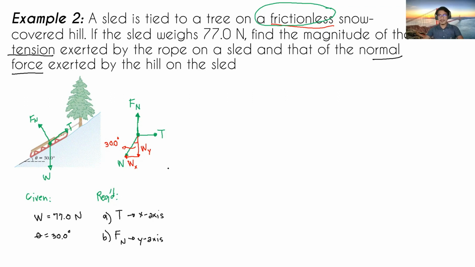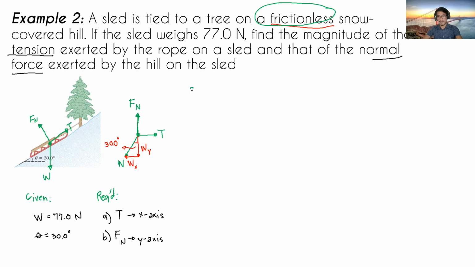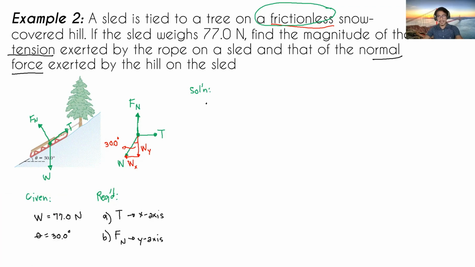So let's proceed with the solution. Let's start with letter A, of course. It is asking about the tension, and we know the tension is along the x-axis. So that means we will use the summation of forces along the x is equal to what? Is it 0 or ma? Is there an acceleration? No, there is no acceleration mentioned in the problem. So the summation of forces along the x is 0 Newton.